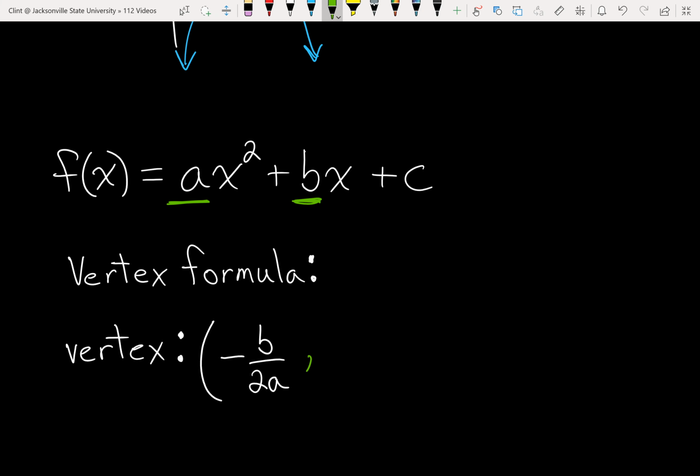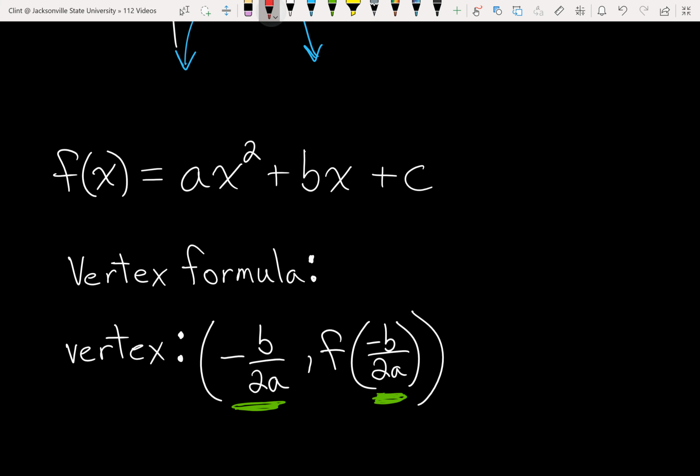Then to get the y coordinate of our vertex, we take the x part and we just plug it in. So we have f of negative b over 2a. This makes it look complicated, but remember, this is just going to be some number. So what this is saying is when we figure out the x coordinate, whatever that number is, we plug it in for x. So we're going to plug it in there and there, and then see what number we get out. Okay, and that will be our y coordinate. And so we can find the vertex that way.